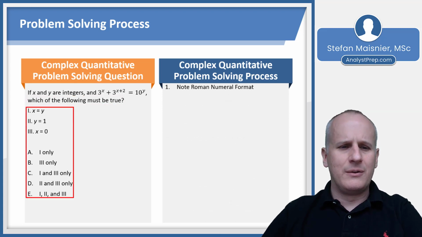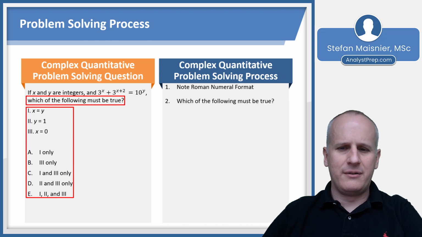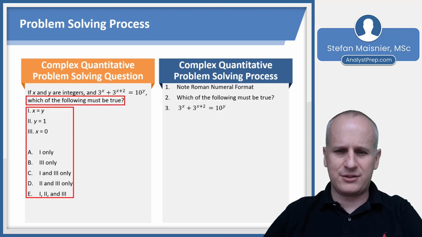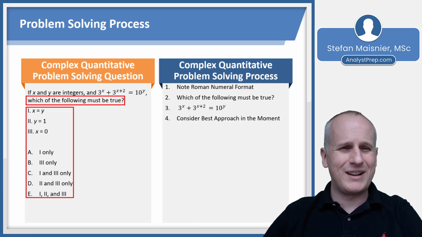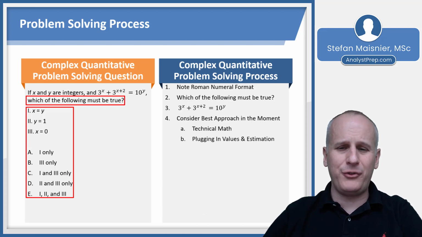So we've got our Roman numeral format here. We've noted that we're being asked for which of the following must be true. And we've got this structure of 3 to the X plus 3 to the X plus 2 is equal to 10 to the Y. So you want to consider your best approach in the moment, one of which is the technical math, as we said. But we also could plug in values and estimate. So there's basically 2 potential approaches to this.